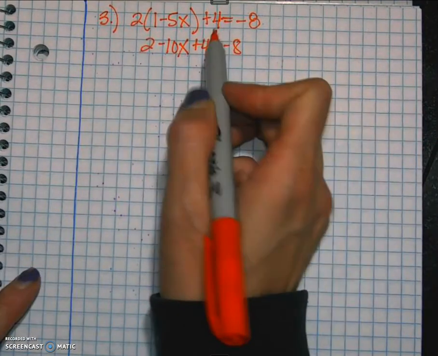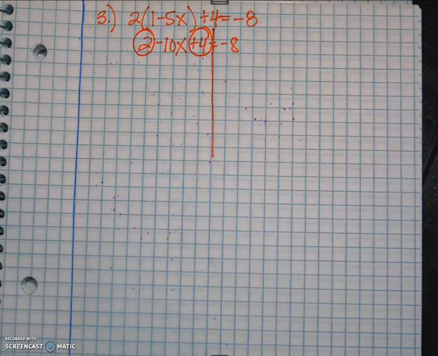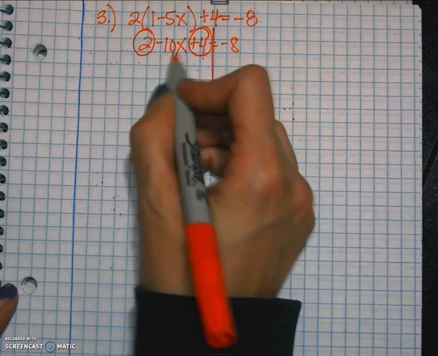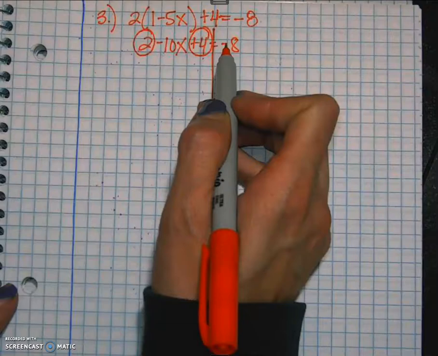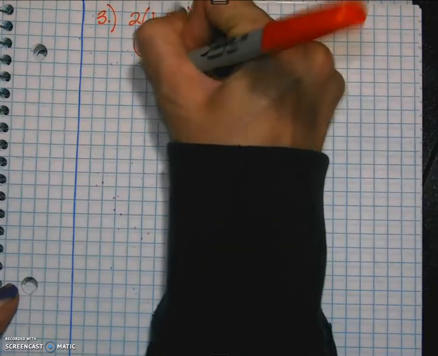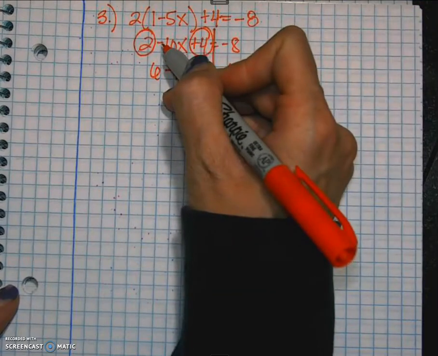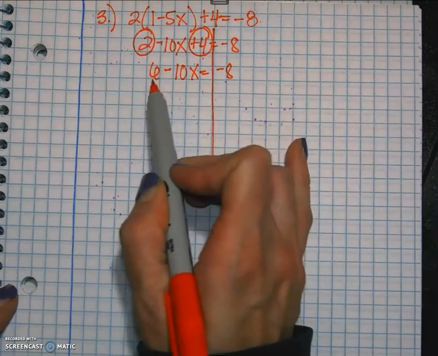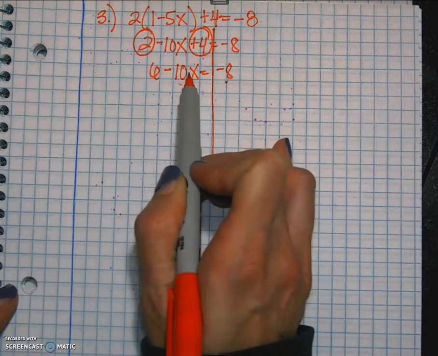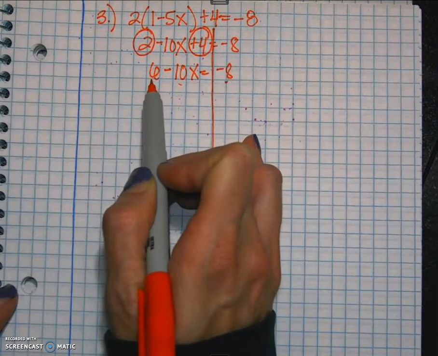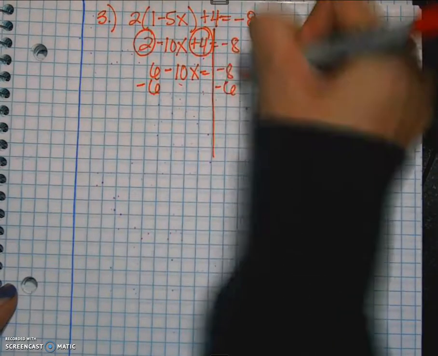Now that I distributed, again, I notice over here, I have a 2 and I have a 4. Those are like terms. Notice nothing else has the x, so I'm going to leave this 10x alone for right now. So 2 plus 4 is going to give me 6. So I'm going to have 6 minus 10x equals negative 8. Remember, keep whatever sign is in front. So now I have 6 minus 10x equals negative 8. I can't get rid of this negative 10 yet. I have to get rid of this positive 6. So the opposite of a positive, negative. So subtract 6 on both sides.